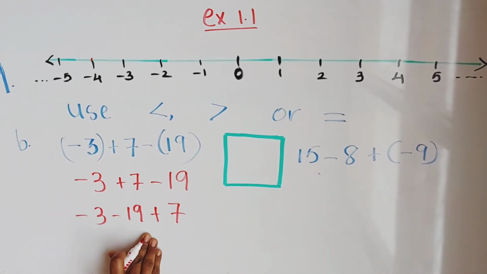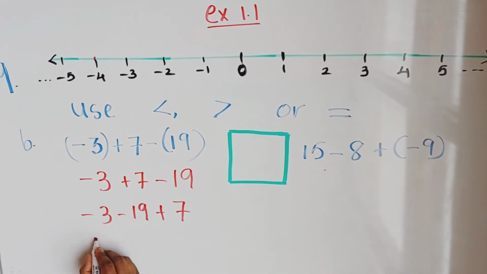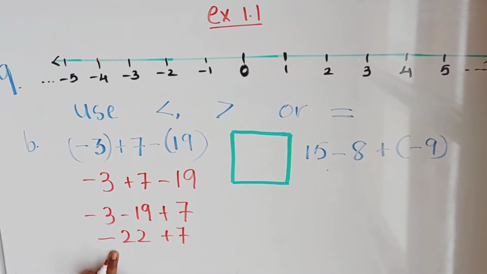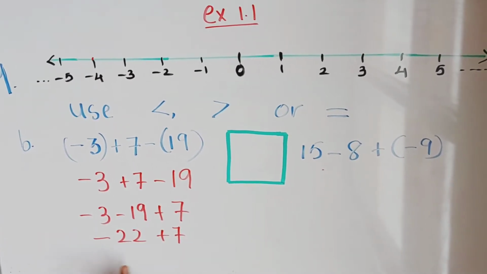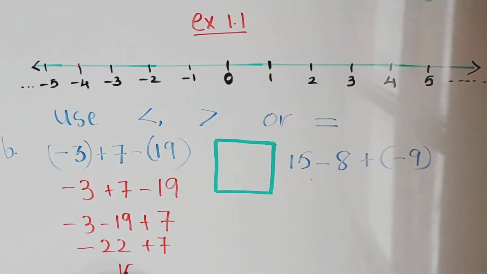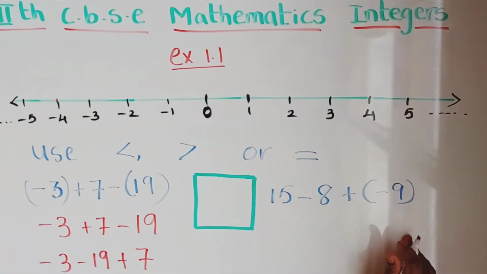Minus 3 minus 19. Two negative integers. So we have to add them. It is minus 22 and plus 7, right? One negative integer and one positive integer. So we have to subtract. 22 minus 7 is 15 and biggest number sign is minus. Minus 15 this side.